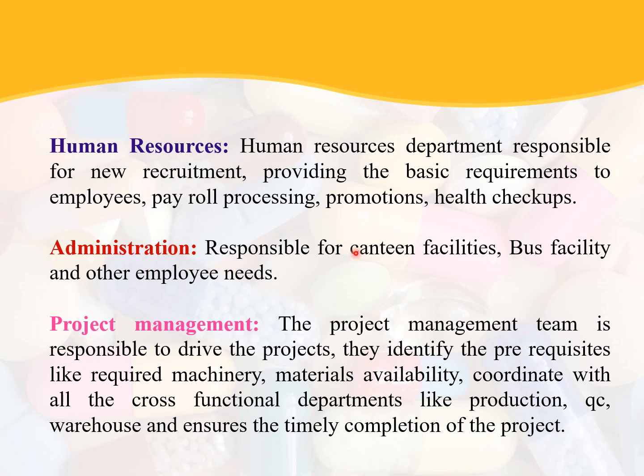Administration department is responsible for canteen facilities, bus facilities and other employee needs. Next is project management department. The project management team will be responsible to drive the projects with the third parties. They identify the prerequisites like required machinery and material availability, and they coordinate with all cross-functional departments like production, QC, warehouse, and ensure the timely completion of the project.